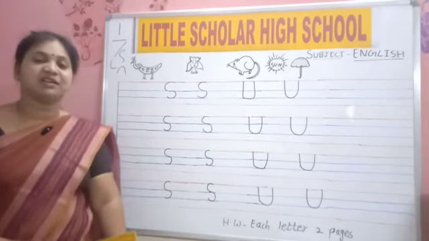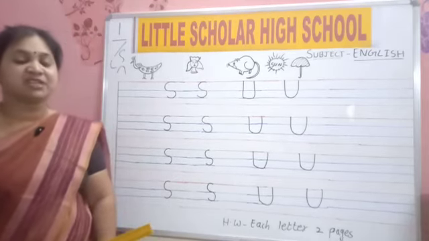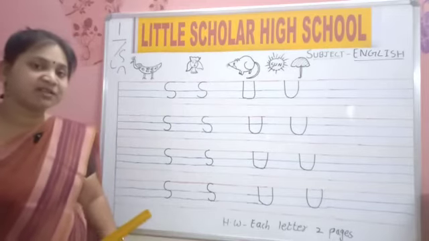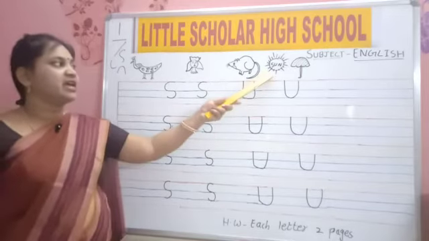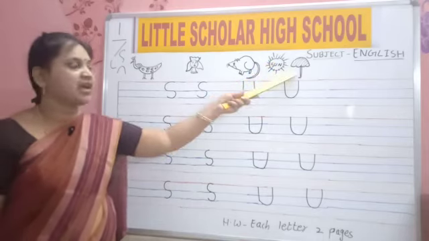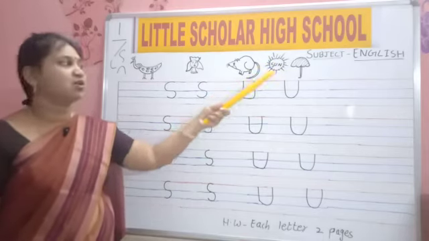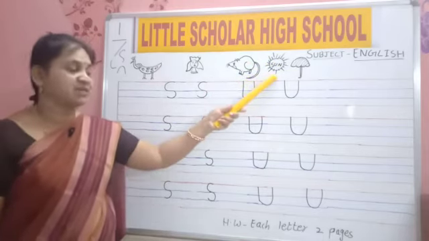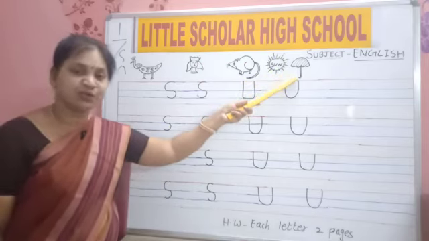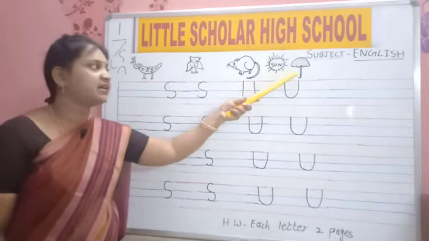Once again, shall we recall which letters we have learned today? Which 2 letters have we learned today? We have learned today S for sun and U for umbrella. Which letters? Capital S and capital U.